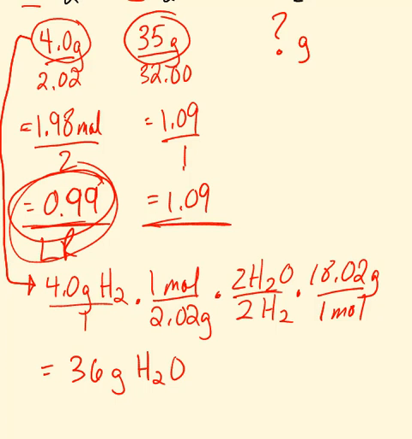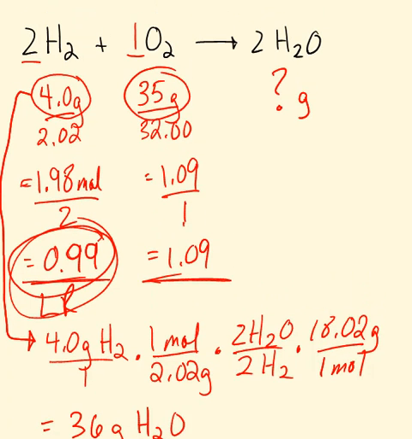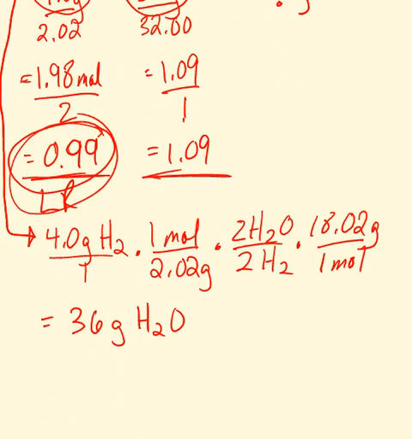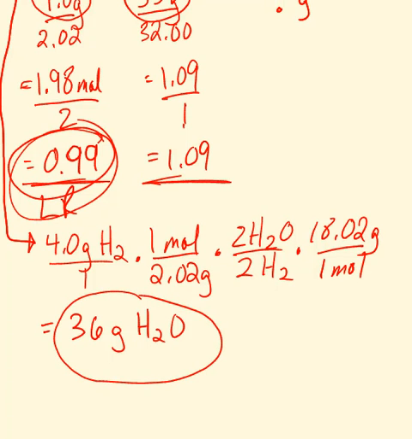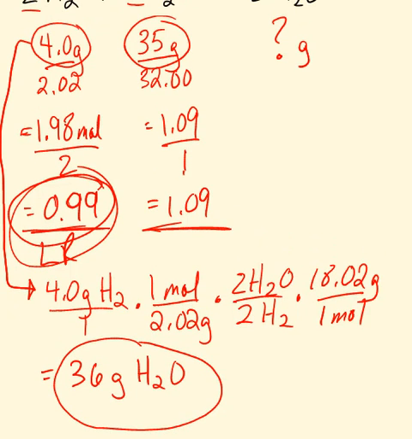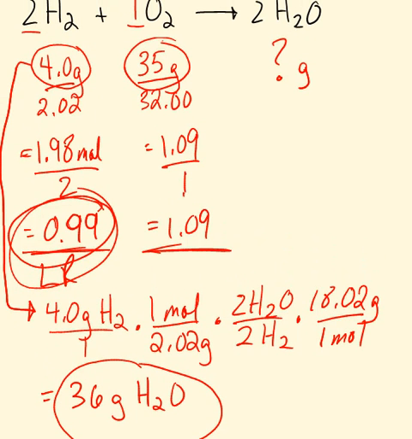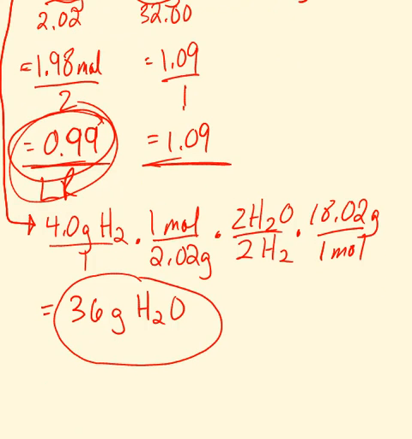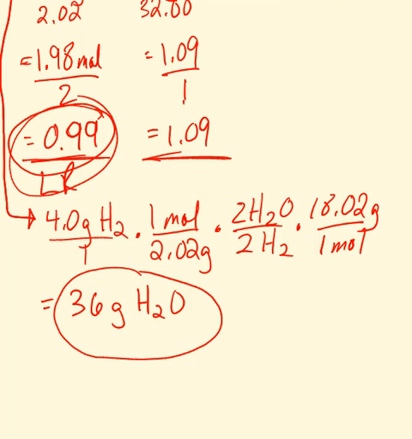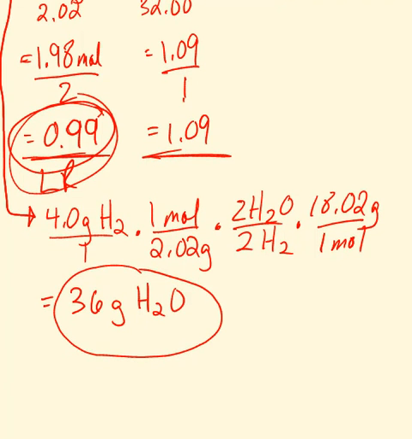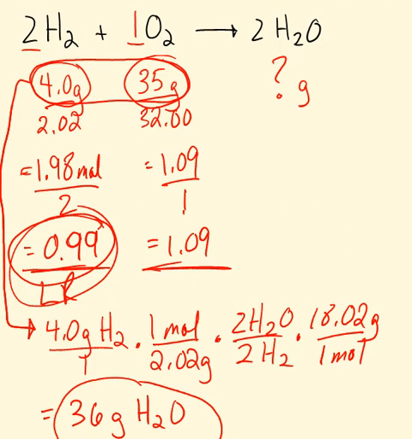Okay, that means that we have some oxygen left over. We didn't need all 35 grams of our oxygen, and so we have 36 grams of water produced, as well as some excess oxygen remaining. Notice, for example, I have a total of 39 grams of reactants, but I only have 36 grams of product. That's because I have 3 grams too much oxygen.